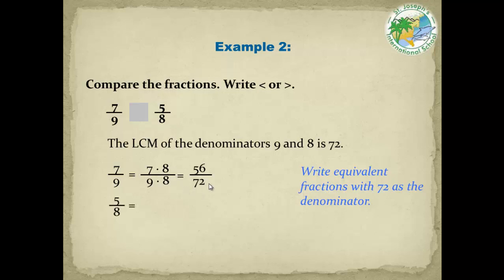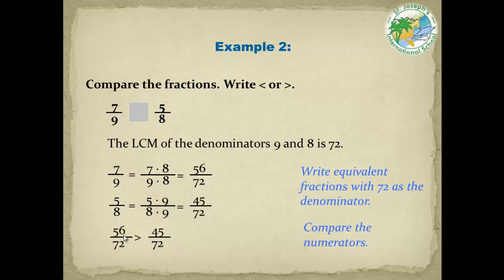Another fraction, 5 over 8. Which number multiplied by 8 equals 72? Multiplied by 9. Then 8 times 9 with 5 times 9. 5 times 9 equals 40, over 8 times 9 equals 72. Then the two fractions have equal denominators, so we can compare between them. Compare the numerators. Okay? Then 56 over 72 is more than 40 over 72.